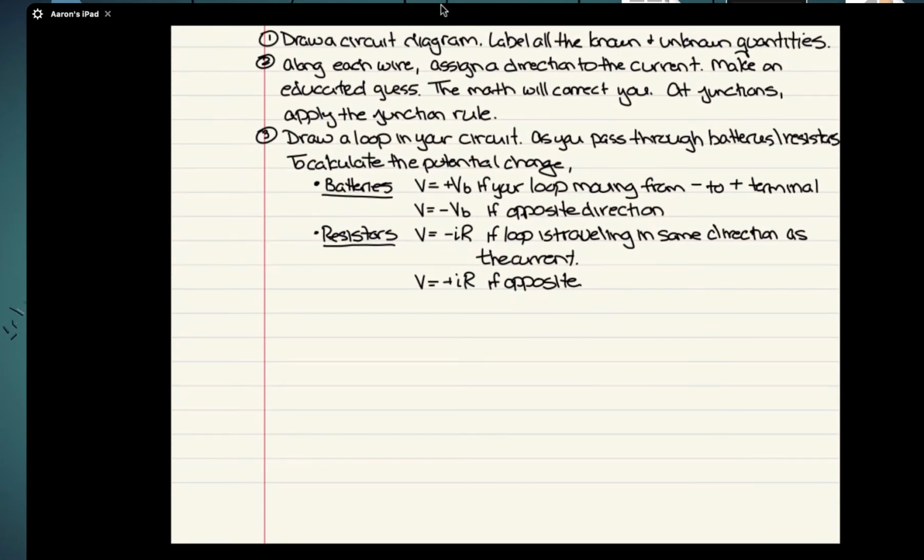With those, you can then apply the loop law. Essentially, for all those potential differences you've just calculated, whether it's from the batteries or from the resistors, you add them all up and set them equal to 0. And that gives you a relationship between various variables. And the goal is that you can do this in such a way so that there's only one unknown that you can then algebraically solve for.